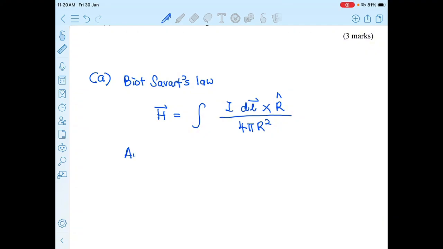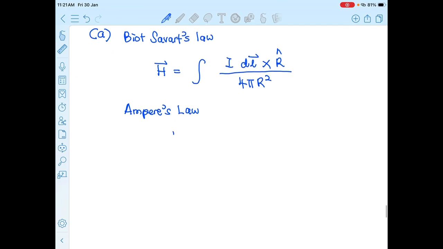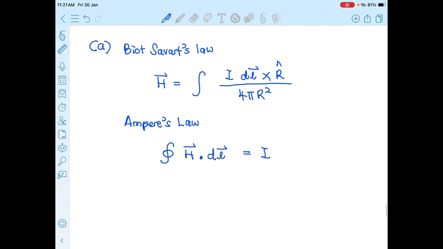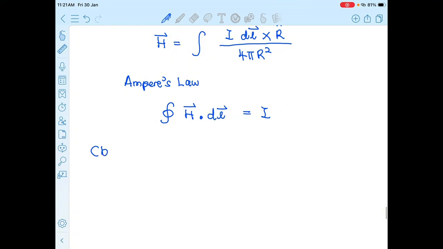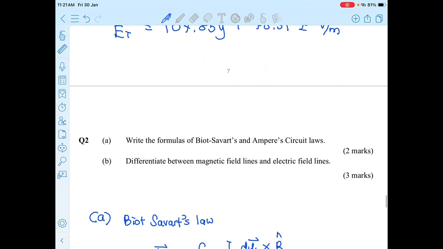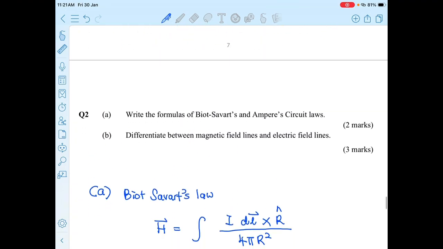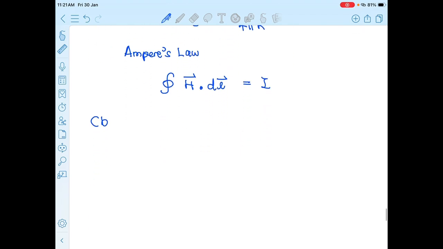And for Ampere's law, it says that if we integrate the magnetic field in the tangential direction in a closed loop, we will be able to get the total current that is enclosed by the loop. Okay, so this is the solution for question A, very straightforward. And question B is asking to differentiate between magnetic field line and also electric field line.